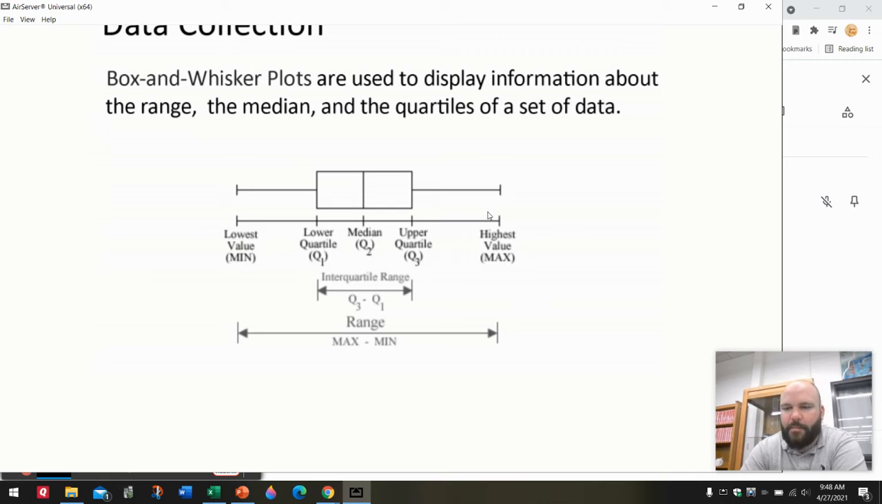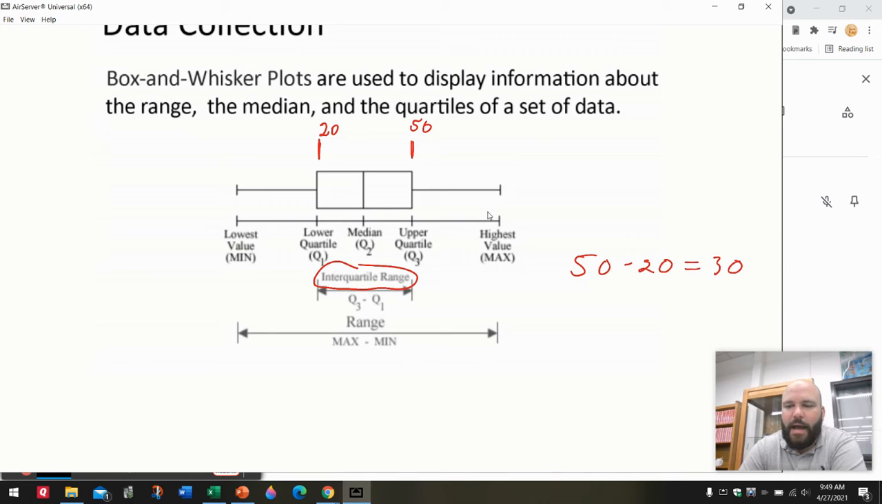Now, there are two other aspects of a box and whisker plot that we need to be aware of. The first is called the interquartile range. The interquartile range is simply the distance from the lower quartile to the upper quartile, and the way you find the distance is you simply subtract those. As an example, if this number was 20 and this number was 50, 50 minus 20 gives you 30, and that would be your interquartile range.